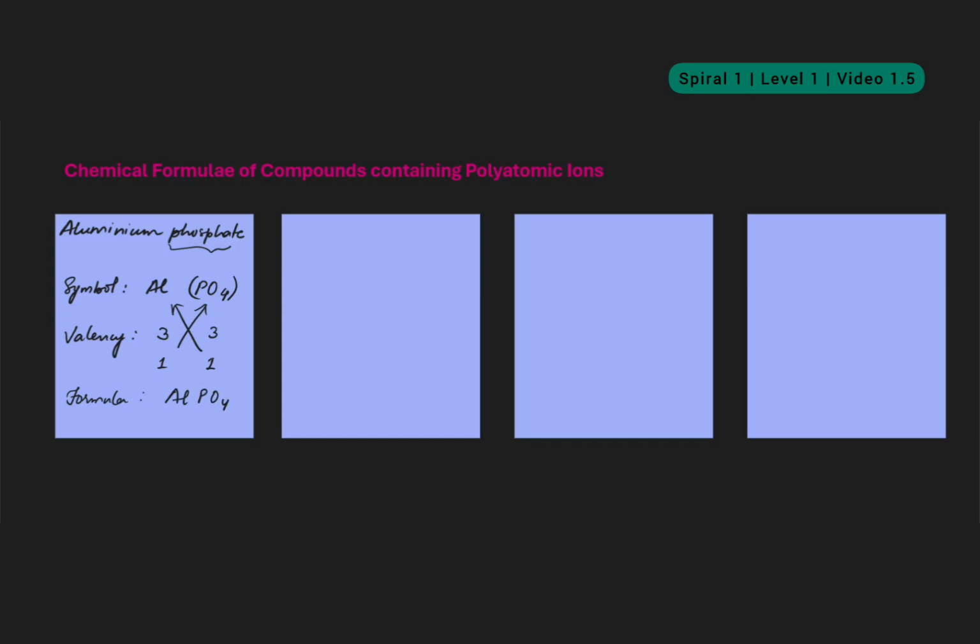We'll do the crisscross, and our formula will be AlPO4. Now, see, when you do the crisscross, and in cases where you are having a number 1, you need not use a bracket while writing the final formula. Whereas in coming examples, you will see when there is some other number than 1, then you have to put the whole group of that polyatomic ion in a bracket and then write the number as a subscript. All right. Let's take one more example of that one.